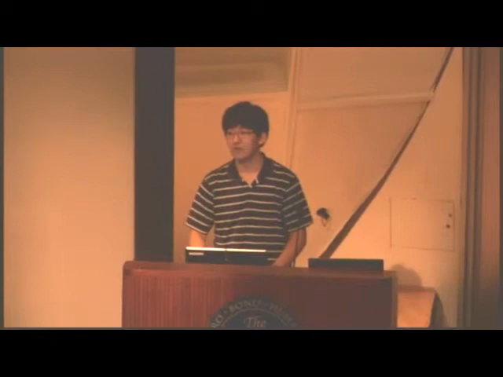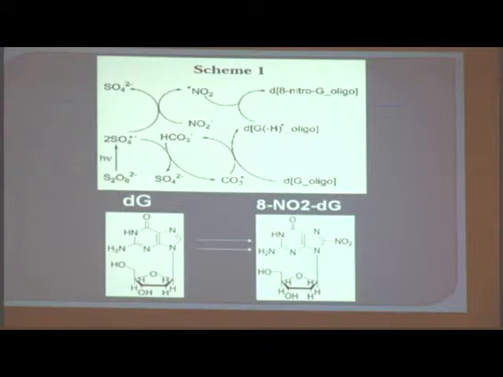This is a diagram just to help understand how radicals work. First, this is the persulfate. Using light, it turns into the radical over here, and then later on it reacts with the nitrite and the bicarbonate. When it reacts, the nitrite becomes oxidized, which means that the nitrite loses an electron, and the persulfate gains the electron as a result. The same thing happens with the bicarbonate: the bicarbonate loses an electron, and the persulfate gains the electron as a result.